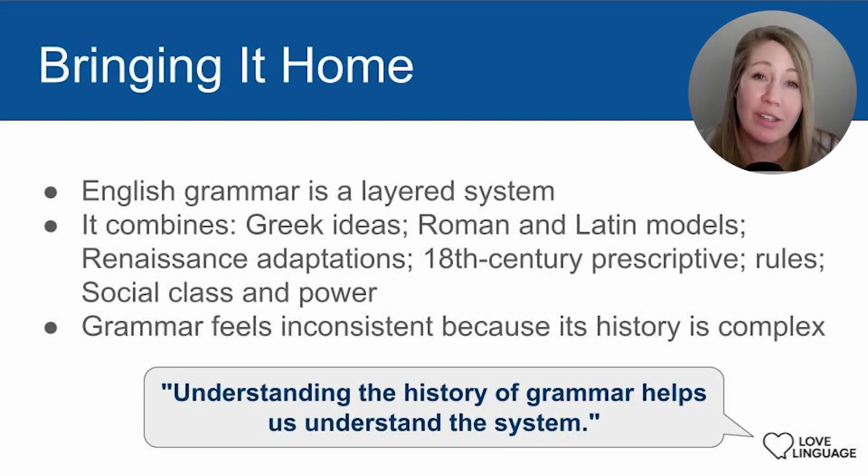And that's why grammar feels inconsistent. If you've ever felt like grammar rules contradict each other, or that they don't quite make sense, that's not a failure on your part. It's really a reflection of the system itself, which has been built over centuries from different languages, from different goals and different language ideologies. And it's not because it's broken, it's because it reflects a really long, complex history of social and historical forces. And understanding that history is what allows you to make sense of the system and to use it more effectively.